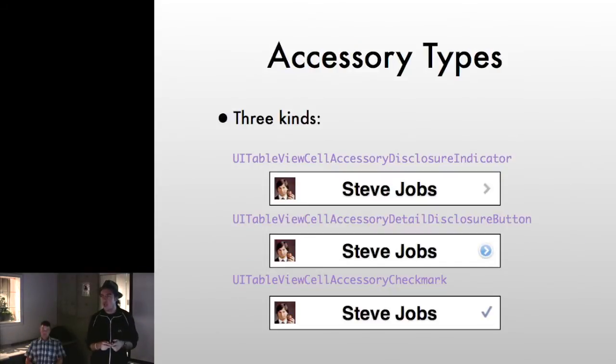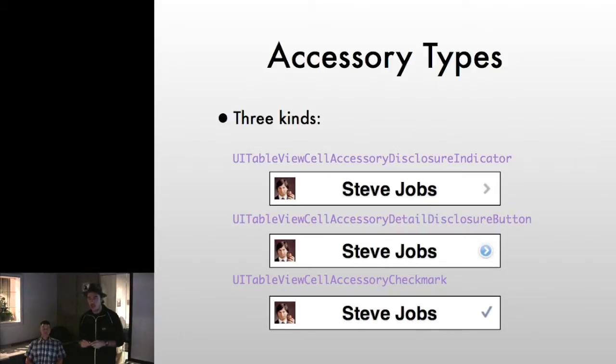In addition to that image and that text, cells also have the ability to have some sort of accessory on the right-hand side. Those come in 3 flavors. There's the disclosure indicator, which is the one on the top, which is this little chevron pointing to the right. Generally, you use that to indicate that tapping on this is going to take me to another page. You'll see that iPod uses that all over the place. Settings uses that all over the place to indicate that tapping on this cell will take me to another page, usually by a navigation controller push.